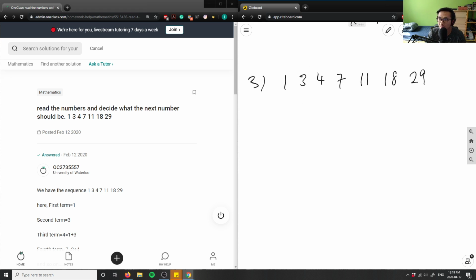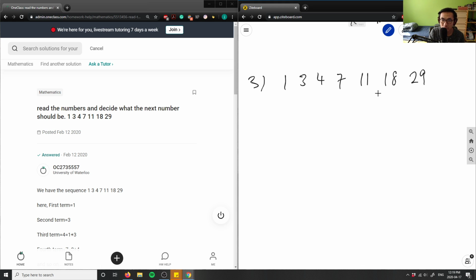So let's look at this problem, and maybe I'll pause here and think about what kind of sequence you can see in terms of these. Can it be an arithmetic sequence or a geometric sequence? What do you think this sequence would be? So let's take a moment and think about this problem here. I have 1, 3, 4, 7, 11, 18, and 29. Let me see if I can find some patterns here.